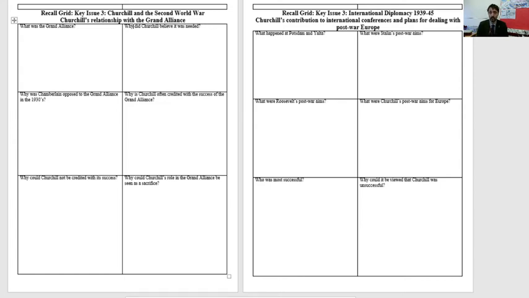Why did Churchill believe it was needed? That whole thing with the 30s. Gee, I wonder why you think that might be. Why was Chamberlain opposed to it? Because he kind of was.